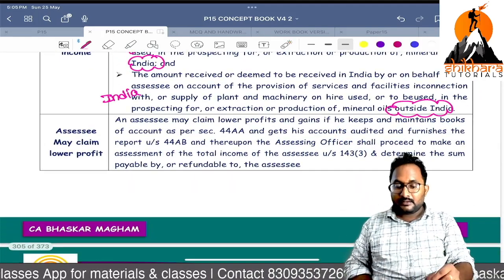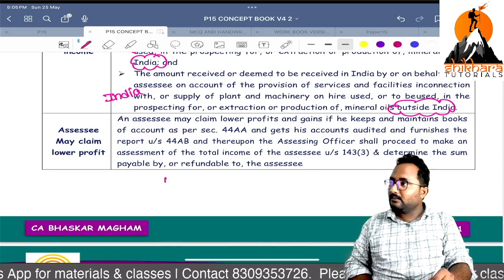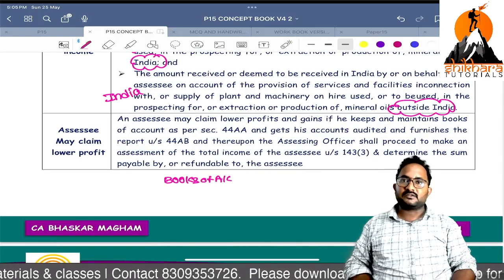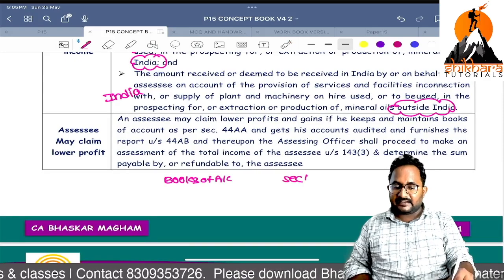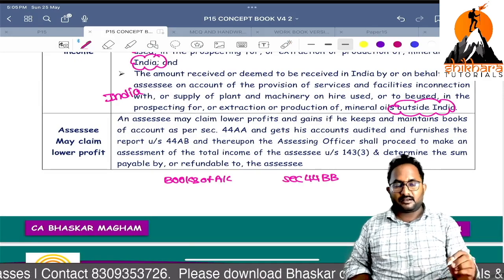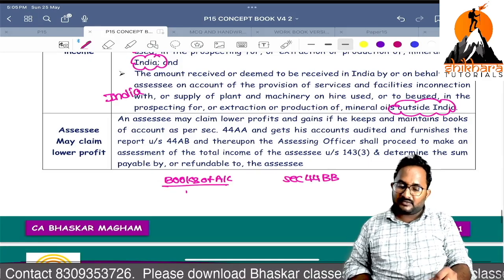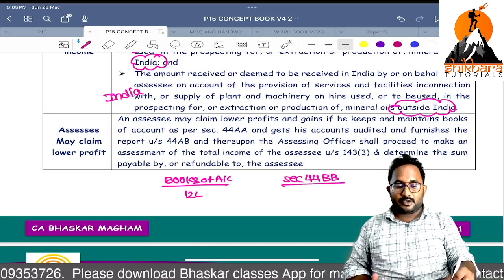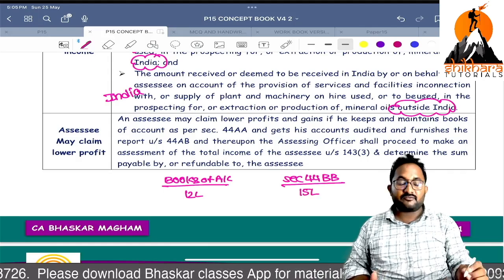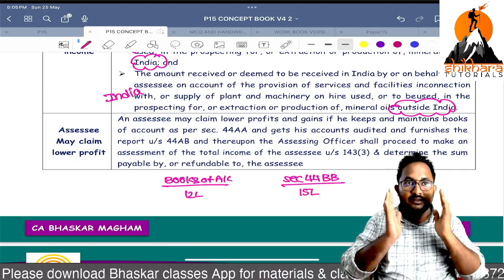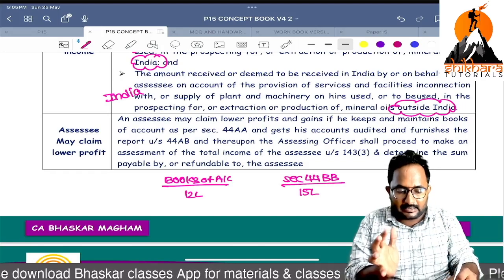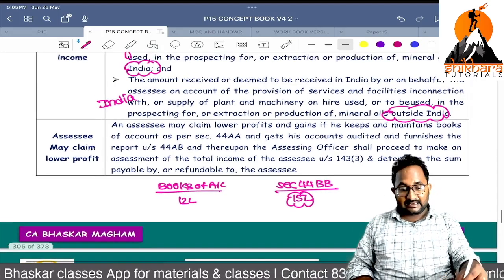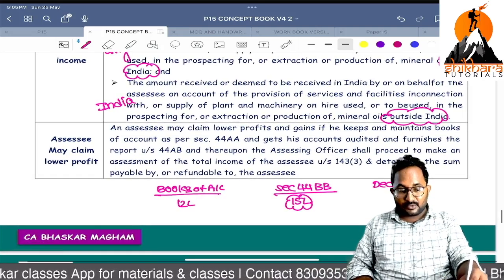Yes, sir, I have calculated the books of accounts related income. What is that? Books of accounts related income. And I have calculated the section 44BB income. Books of accounts related income is 12 lakh, but under 44BB, if you have followed it, you have 15 lakh. Which one do you have to declare? 15 lakh, because you have to declare a minimum of how much? 15 lakh income. But can I declare lower than the presumptive income?